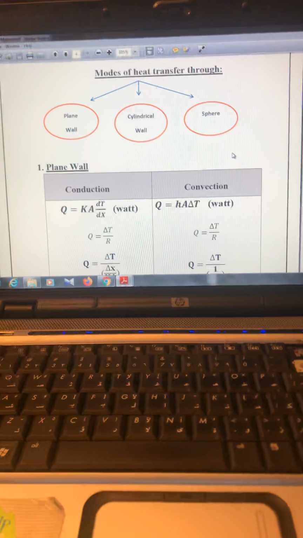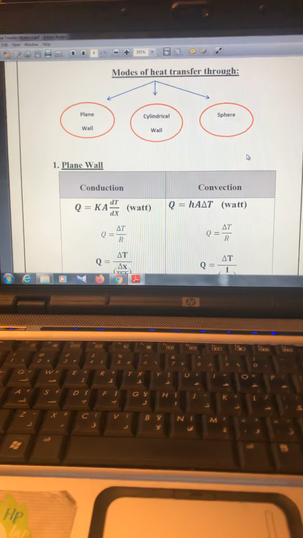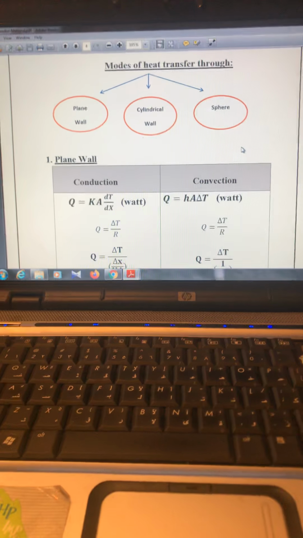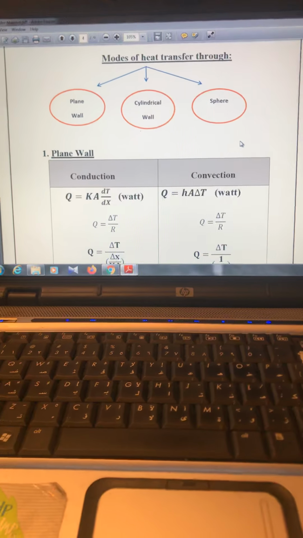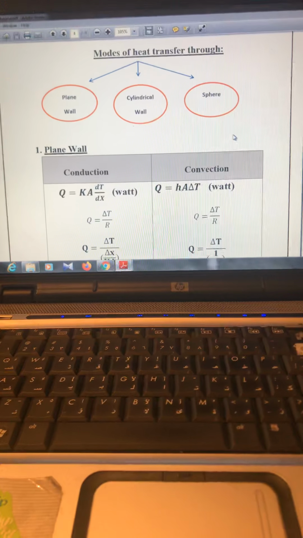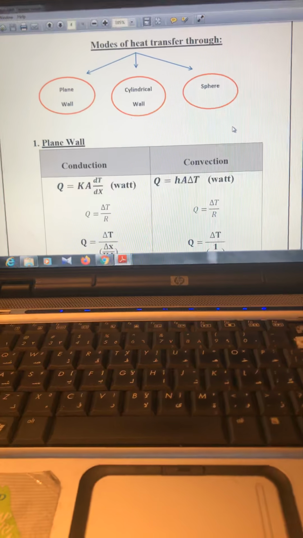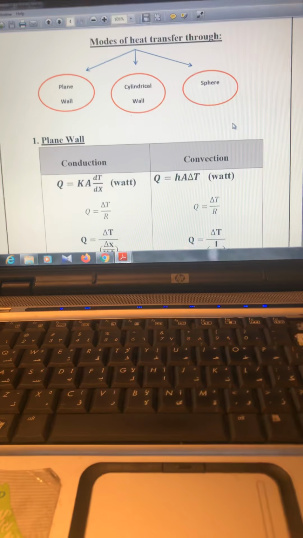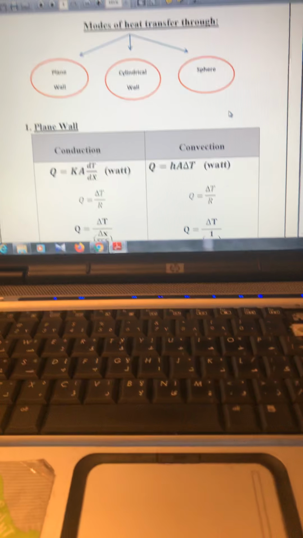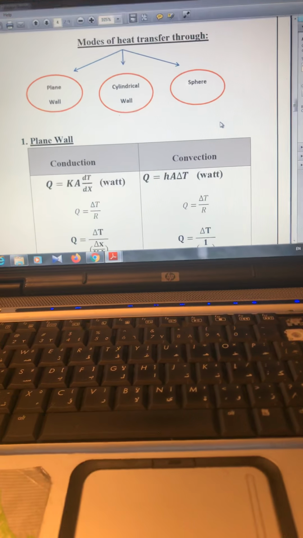Hello again. This is part 2 for heat transfer, the first sheet. Before going through the plane wall, I want to give you a quick explanation of heat transfer on shipboard. On the ship, what are the examples where you can see heat transfer?